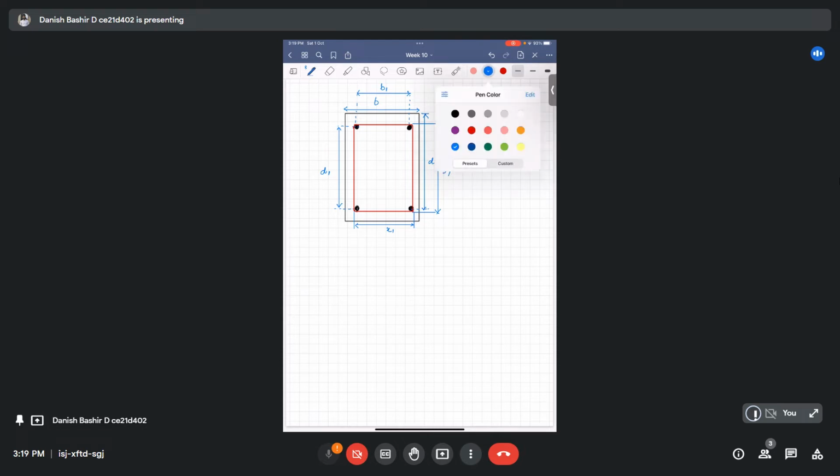I will write here: x1, y1, short and long center to center dimensions of rectangular closed stirrups.